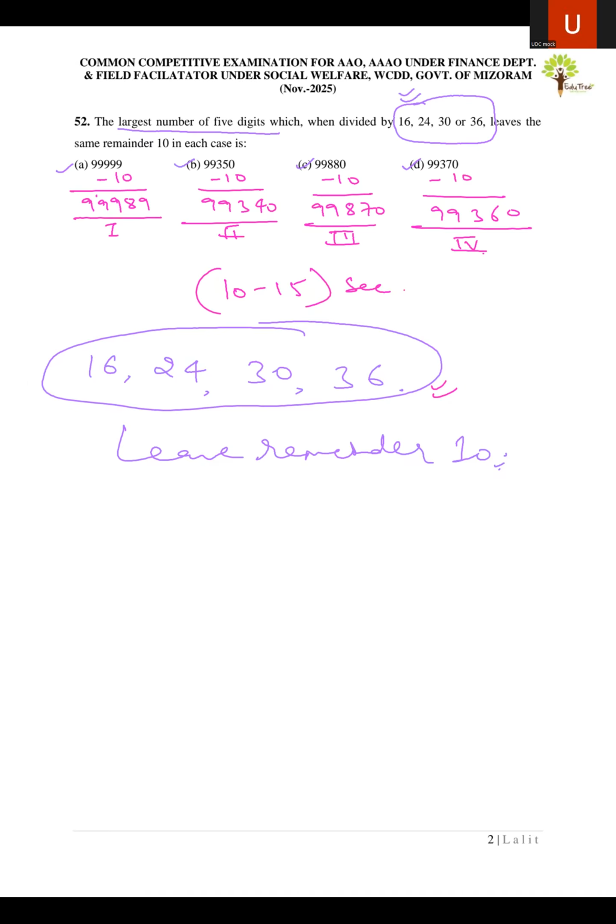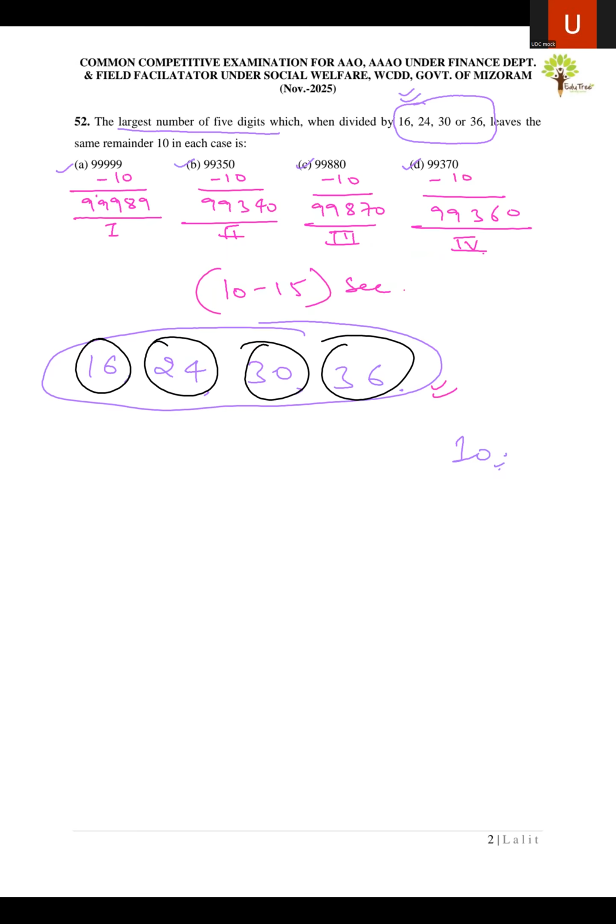What we can do is check all of these numbers by any one of them, either by 16, 24, 30, or 36. You don't even have to check by all of them. 24 is made up of what? 24 is made up of 8 and 3. You can see the first number can never be divisible by 30, so this can never be the option. Just cross it; no need of checking this one.